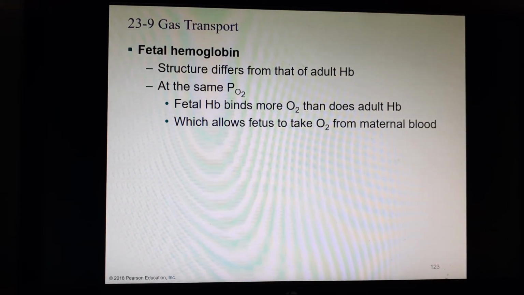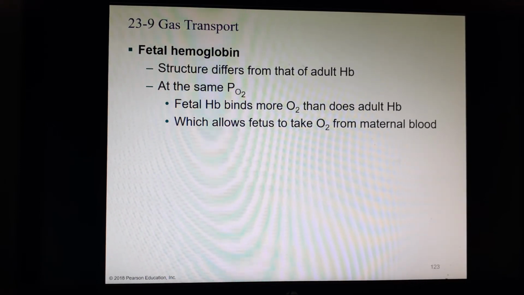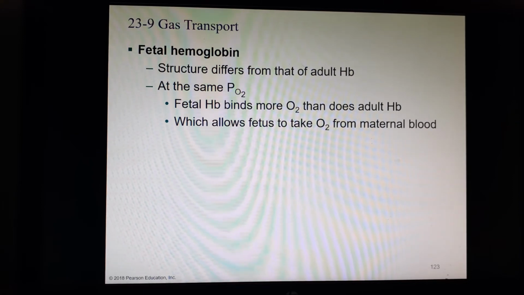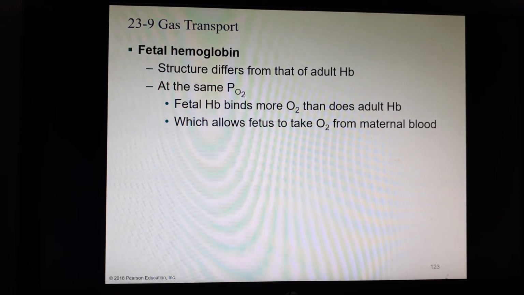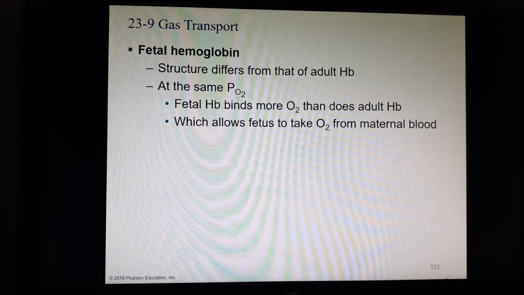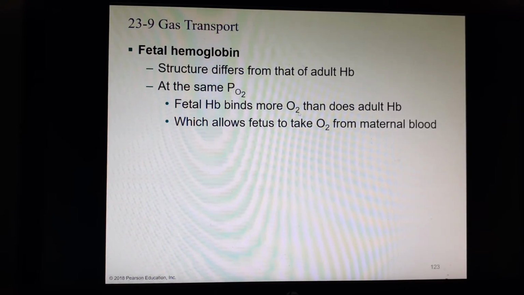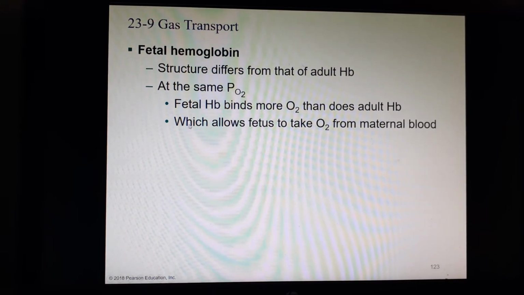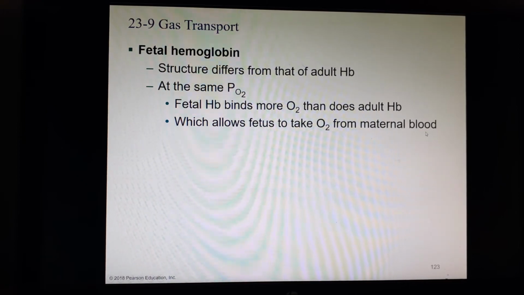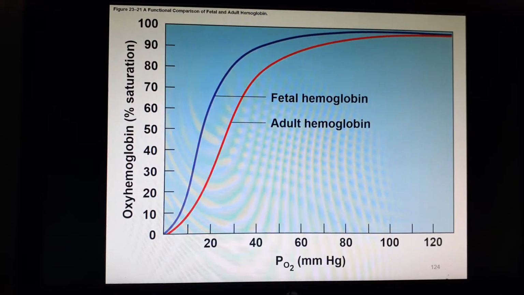So fetal hemoglobin is slightly different from adult hemoglobin in the fact that it binds oxygen more tightly and more easily. So when mom is pregnant and she has oxygen on her hemoglobin and it comes to the placenta, the baby's blood in the placenta takes the bulk of the oxygen away from mom to get it to baby. So mom often feels tired and out of breath and lacking energy because literally her baby's taking all her oxygen. Okay, so you can see the curve.